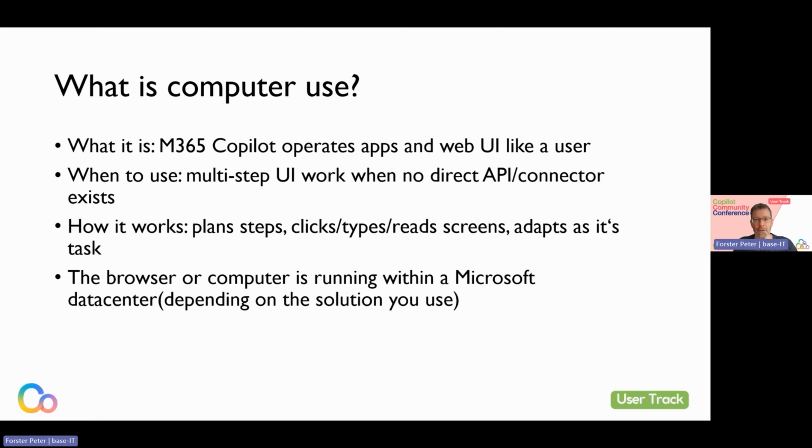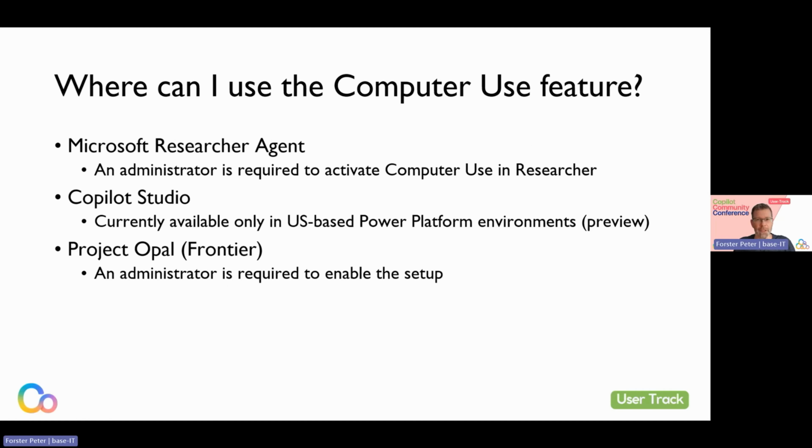Where the browser or computer is running depends a little bit on the solution you're using, because I will show you 3 different solutions Microsoft already has where we can use computer use. First of these is the Microsoft Research Agent. You may have heard of this agent already, because it's part of the premium license of Microsoft 365 Copilot. And then we have the addition in Copilot Studio.